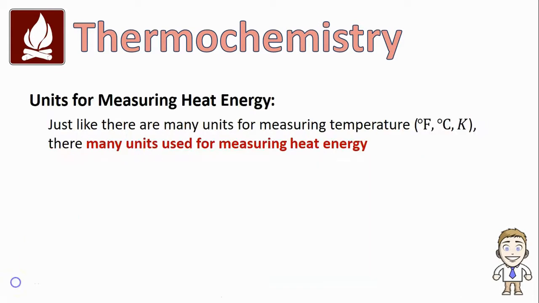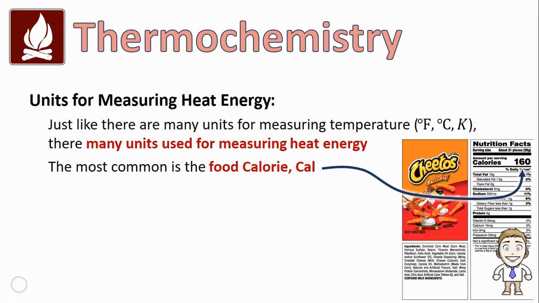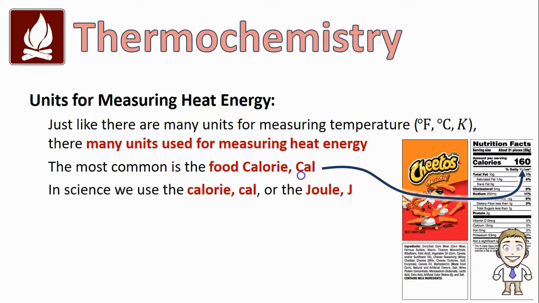And the last thing we need are some units for measuring heat energy. Just like there's many different units you can use to measure temperature, like Fahrenheit, Celsius, or Kelvin, there's lots of different units for heat energy too. The most common one is the food calorie with a capital C, and yes, the capital C matters. This is what we see on the back of food labels in the nutrition facts. In science, we use the lowercase c calorie, which is different than the capital C food calorie, or the joule symbolized with a capital J.